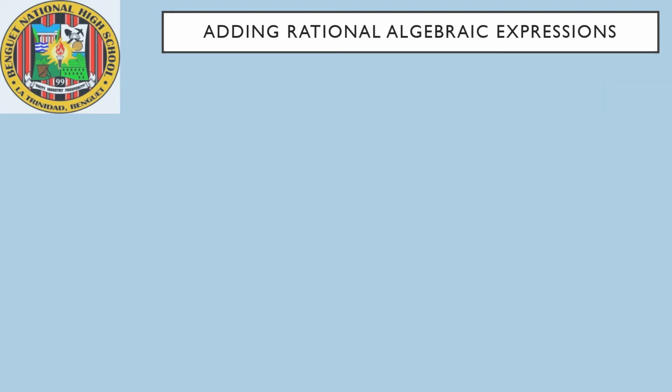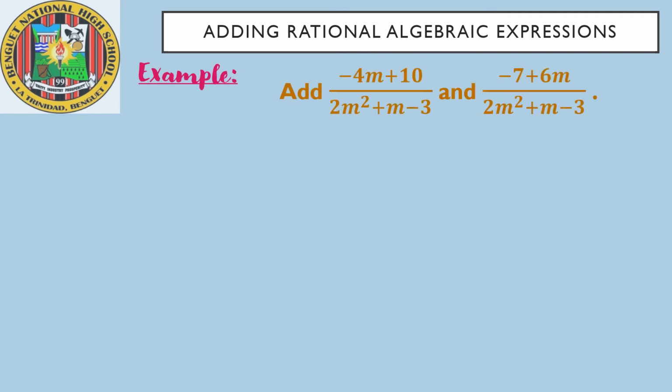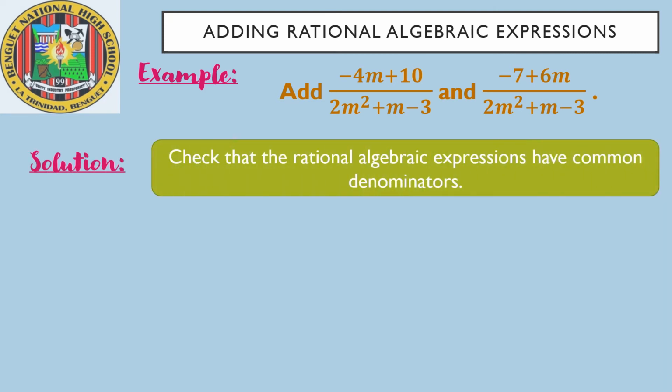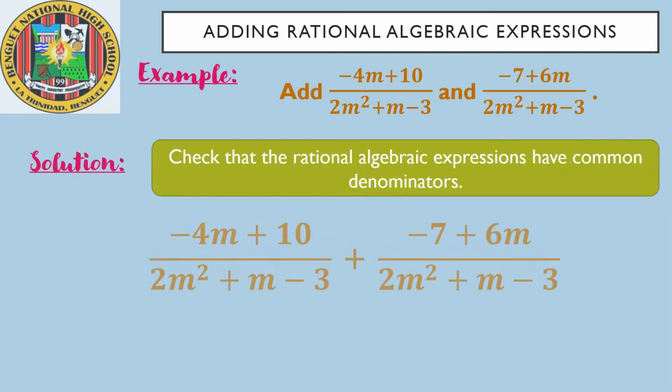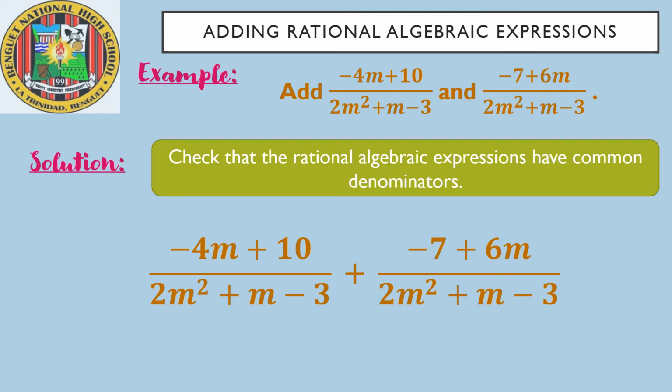Let's see another example. This time, we deal with more polynomials as we add negative 4m plus 10 over 2m squared plus m minus 3 and negative 7 plus 6m over 2m squared plus m minus 3. We follow the steps by first checking that the RAEs have similar denominators. Looking at the two RAEs, we have similar RAEs, or RAEs with common denominators. So we proceed to our next step.